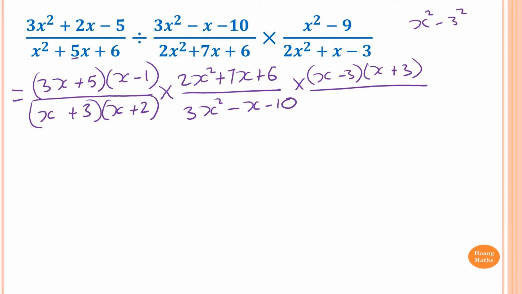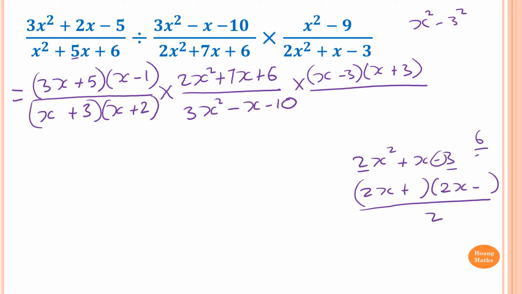Now to factorize the denominator here, which is 2x squared plus x minus 3. 2 times 3 is 6, because of negative, we have 1 positive, 1 negative. So 2x plus, 2x minus, all over 2. So what times what gives me 6, and the difference is 1, in front of x is 1. So which is 3 and 2. But because of positive, the larger number goes on the positive side, which is 3 here and 2 here.